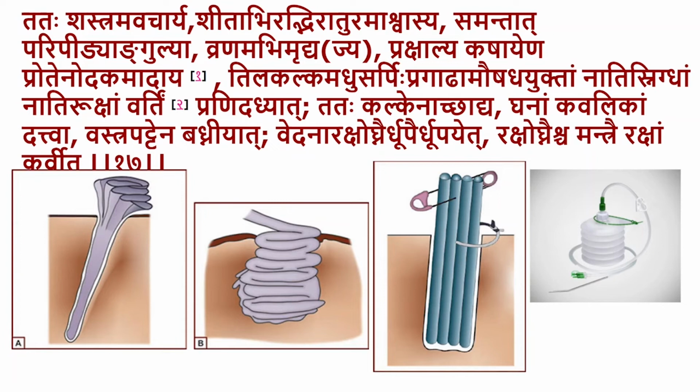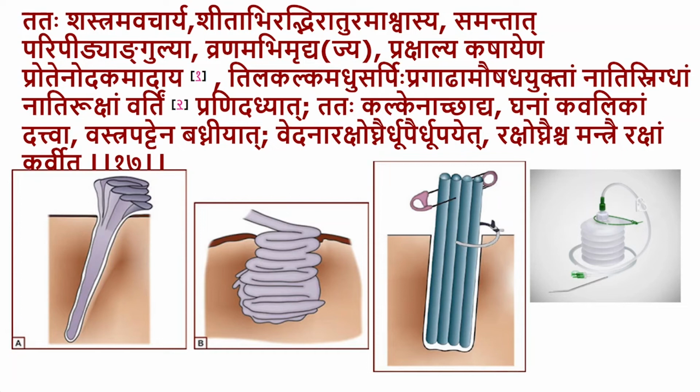Then you have to ensure that the pus is drained out. Now this is an example of the pus drainage, and hence the pus is drained out. And once the pus is drained out, the opening which you have made should be kept open. And to ensure that the pus is continuously drained out, you have to insert a wick. The wick which is suggested by Sushruta was a medicated wick. Tilakalka madhusarpi pragadham aushadayukta. The bandage gauze is dipped in tilakalka madhu, etc., and then it's inserted in.